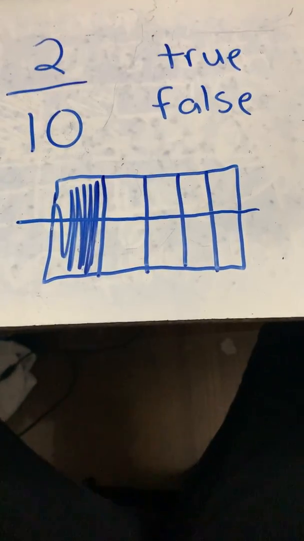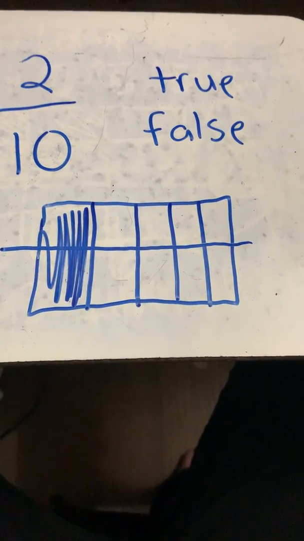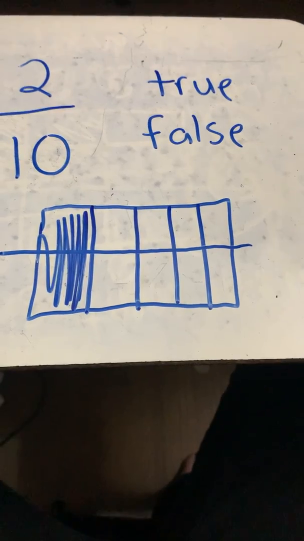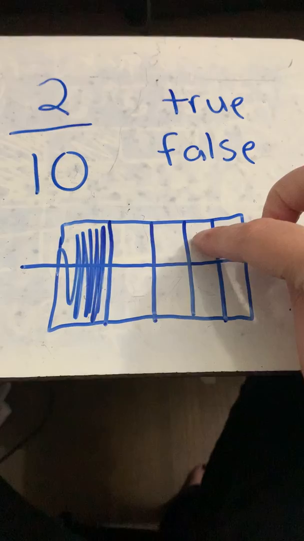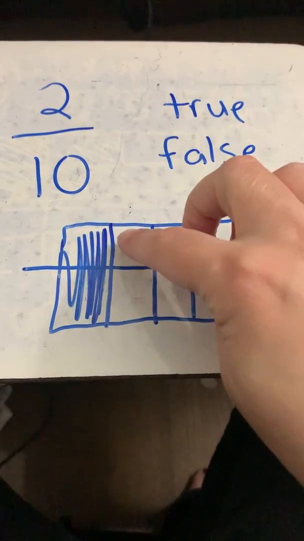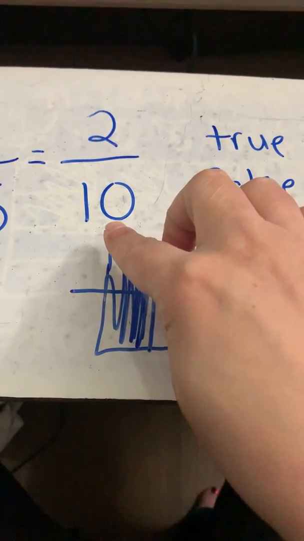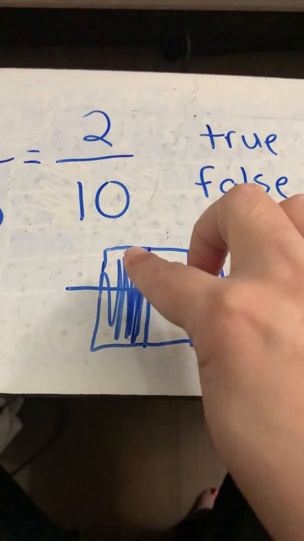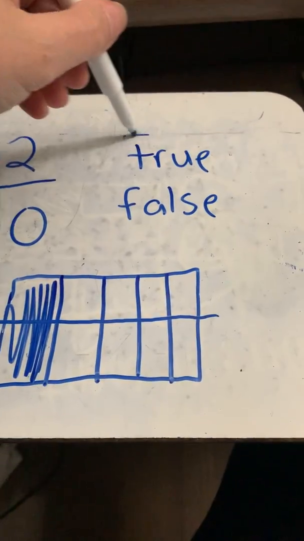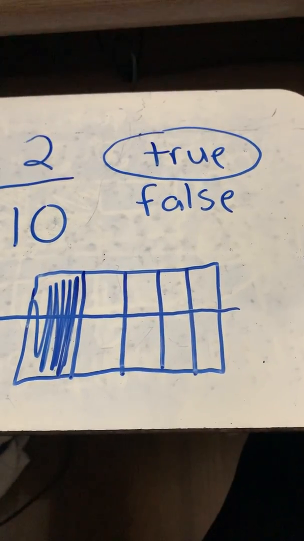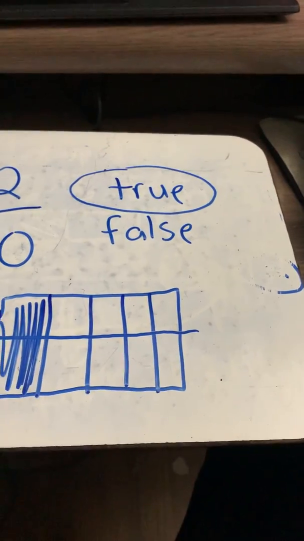I would cut my model in half. And see, I'm not changing the size of the model. I'm just changing the amount of pieces that the model is divided into. So now it's divided into 1, 2, 3, 4, 5, 6, 7, 8, 9, 10 pieces. So my new denominator is 10. And how many of those 10 are shaded? Whoa, 2 of them are. So I would say, friends, that this number sentence is true. So we do not need to change the right-hand side.